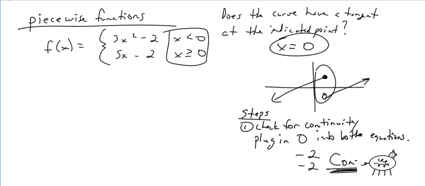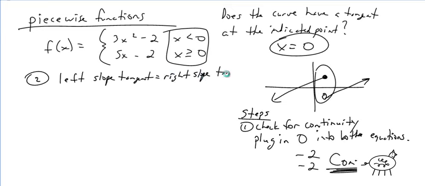Your second step is, so I'll write that over here, the left slope of a tangent has got to equal the right slope of a tangent in order to be true. So again, going back to this little graph I drew here, these slopes are the same. So we're going to have to check the slopes here and the slopes here on either side to make sure.